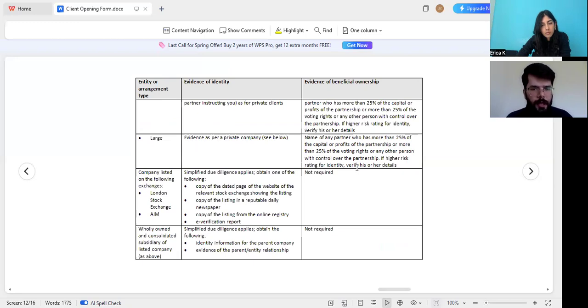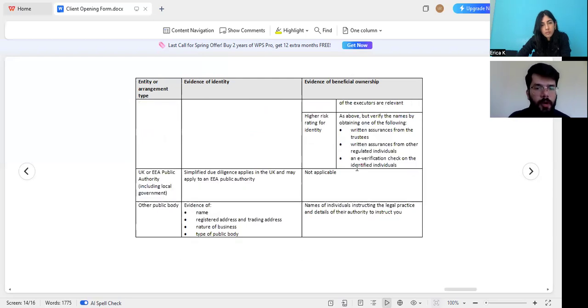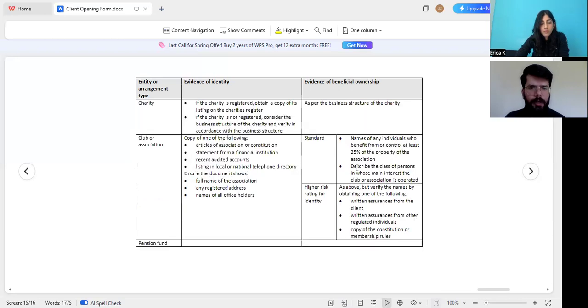Partner instructing you as for private clients, and if it's a large entity, evidence as per the private company listed on the following exchanges: London Stock Exchange, AIM, and then you've got wholly owned and consolidated subsidiary of listed company as above. And then you've got private company or company listed on other exchanges of other countries that are recognized by the UK, trusts, UK or EEA, European Economic Area, public authority, including local governments, other public bodies, and so on and so forth.